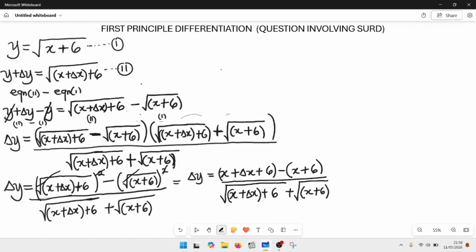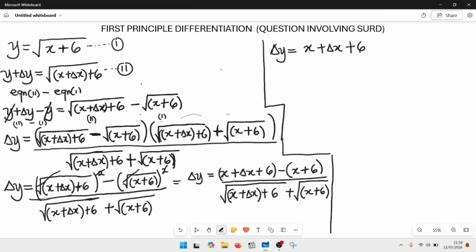Right. So let's open the numerator. Let's see how I'm going to do it. I'm going to have to share this board like this so that we can have an understanding. So I'm going to use the space. Right, so we have our delta y is equal to x plus delta x plus 6. This minus opens this bracket, it becomes minus x, and the minus times plus here gives us minus 6. All divided by what?